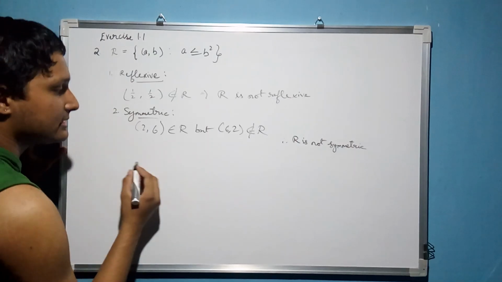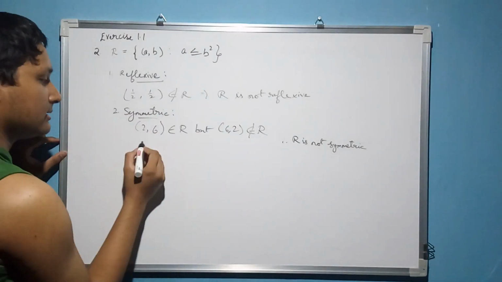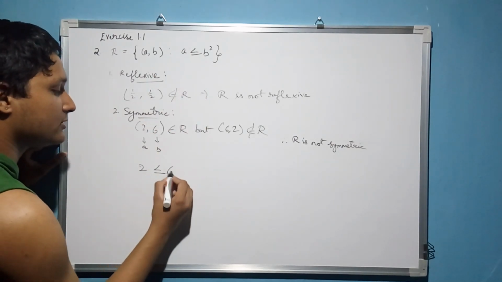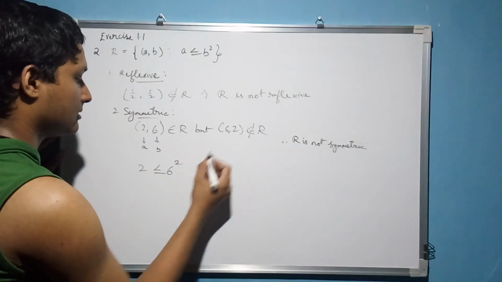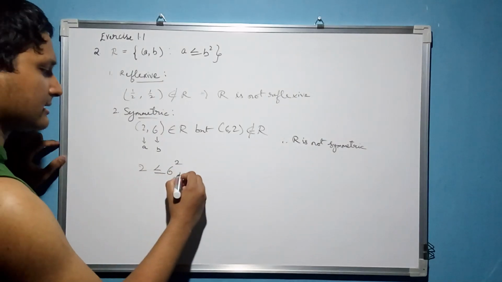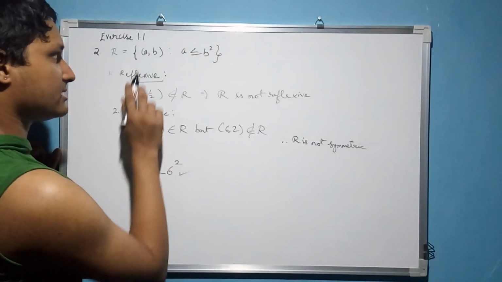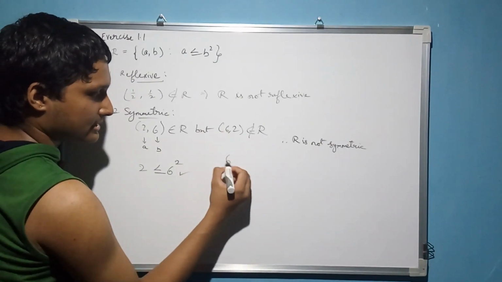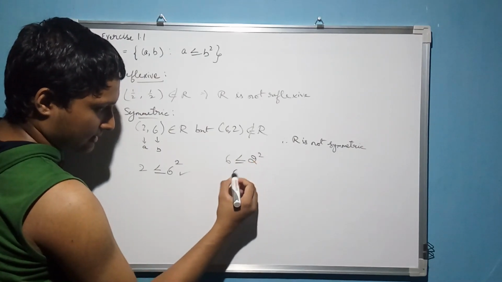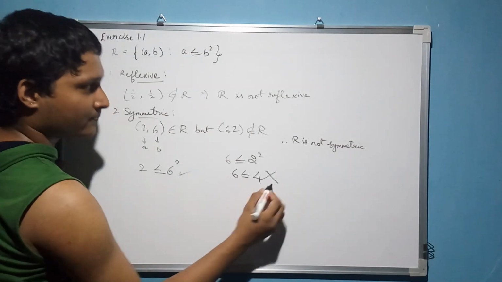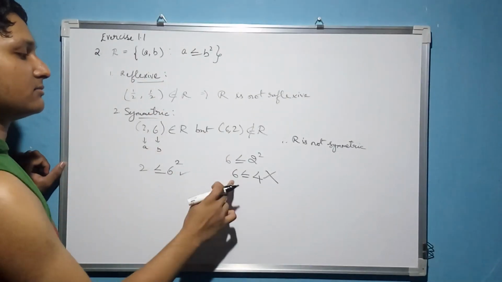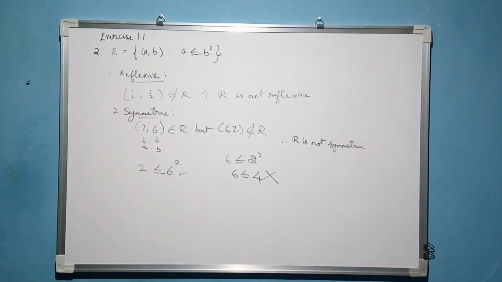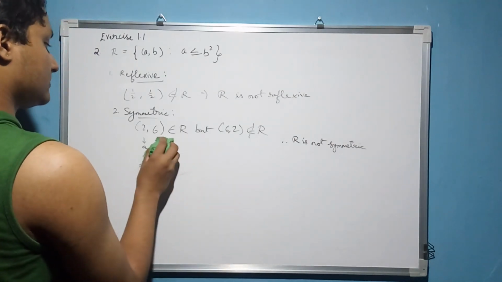So I'll just explain how we got this. (a, b), this is a, this is b. a is less than or equal to b square. 2 is less than or equal to 6 square, that is, 2 is less than or equal to 36. This is correct, so this belongs to the relation. How should I check whether the reverse does not belong to that relation? 6 is less than or equal to 2 square. 2 square is 4. 6 is less than or equal to 4. But this is not true according to this relation. So this element does not belong to that relation. Next we'll go to the transitivity.